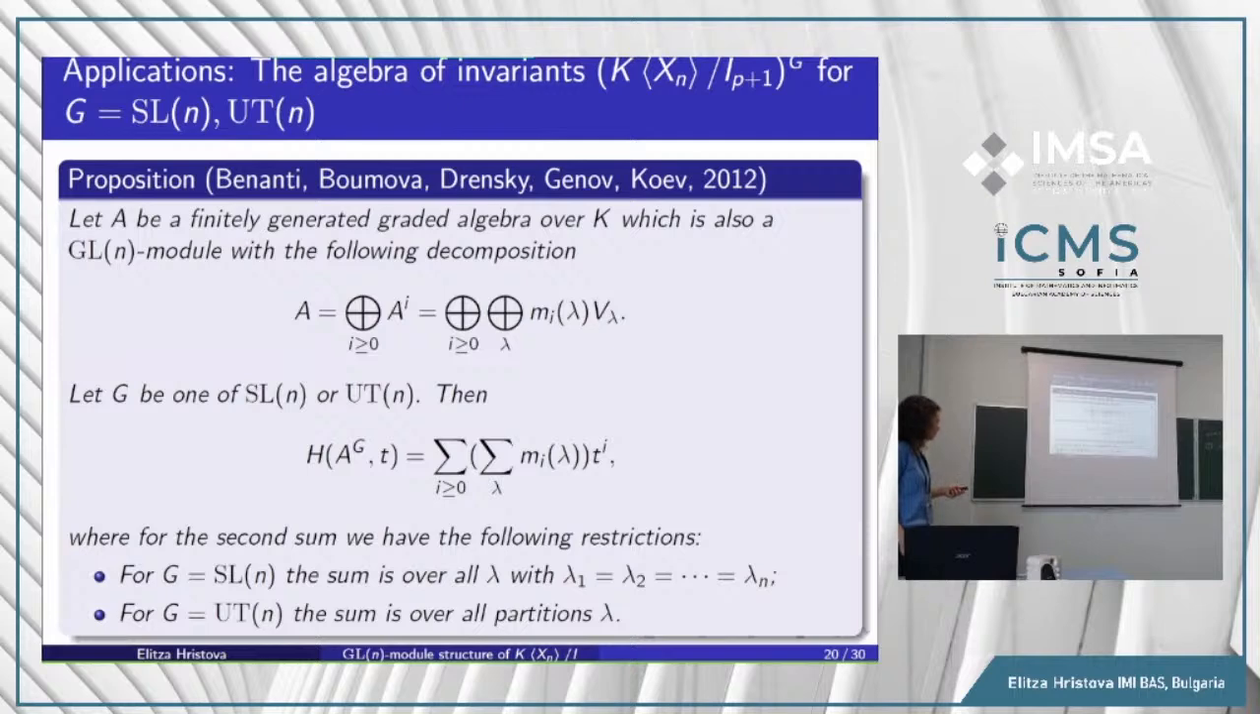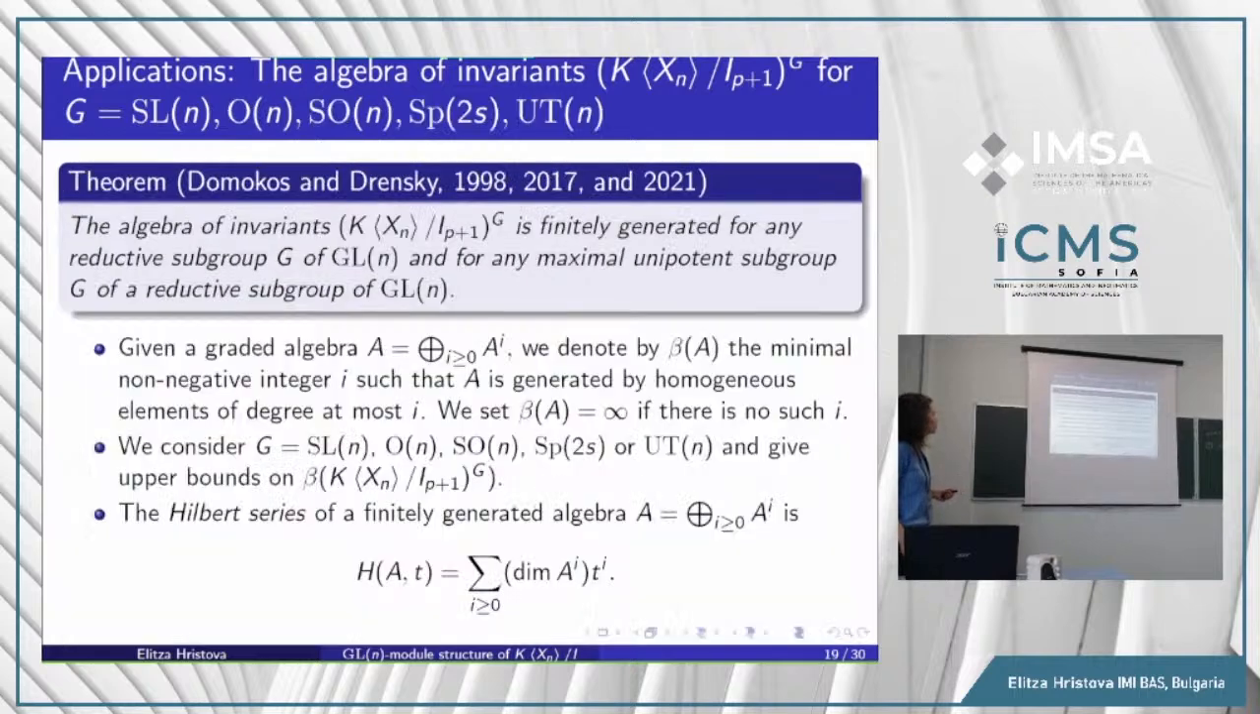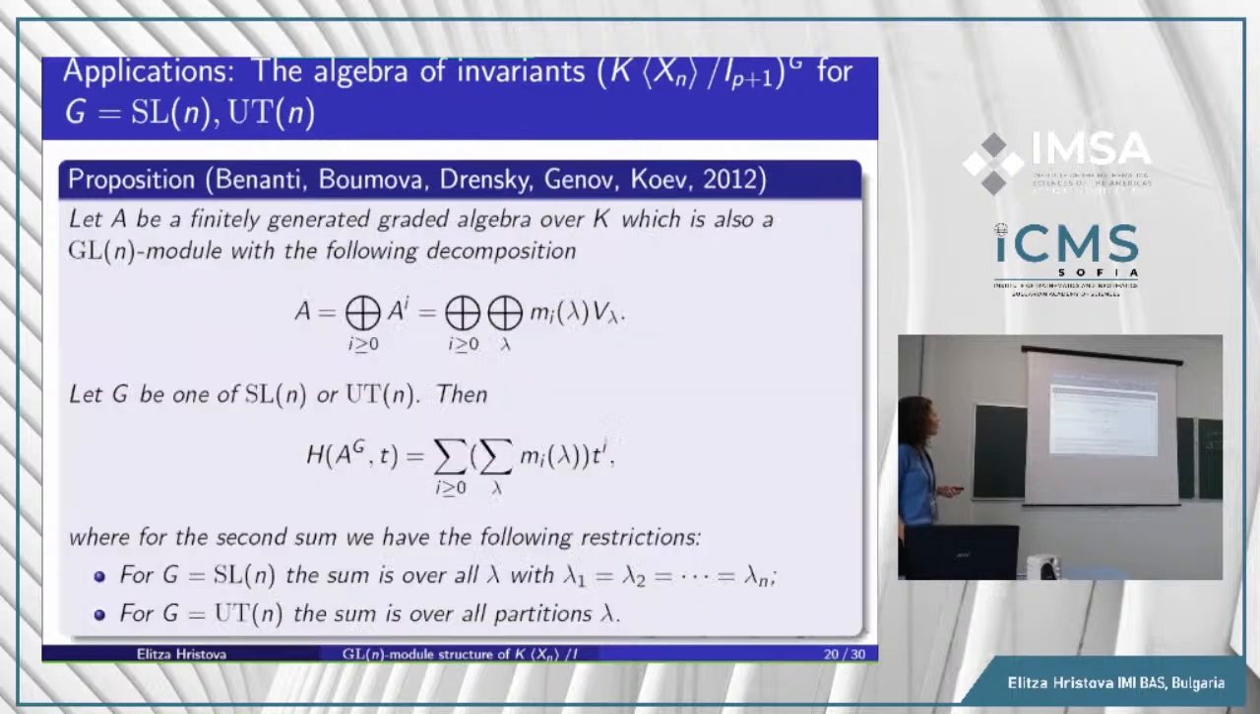So how do we use the Hilbert series in order to give some degree bounds? This is one theorem that we will use, in the case G is SL_N or UT_N, which says that if A is any finitely generated graded algebra over K, which is also a GL_N module, and if we know the decomposition of A as a GL_N module, then the Hilbert series of the algebra of invariants, where G is one of these two groups, is given by this formula.